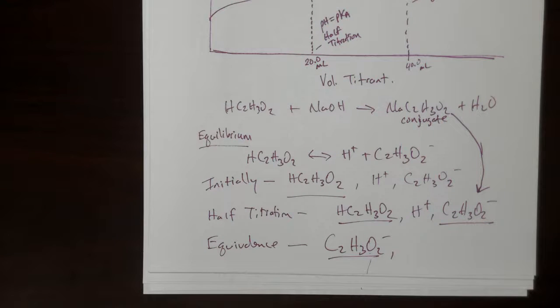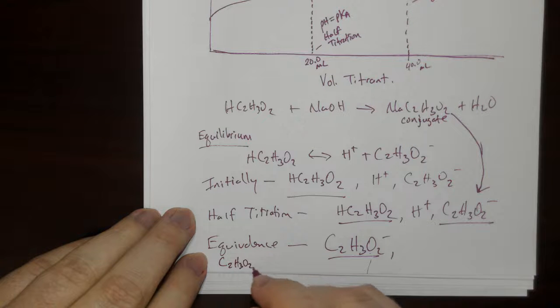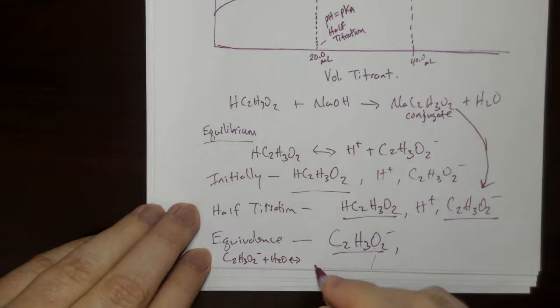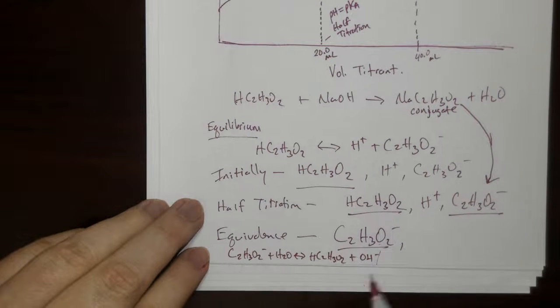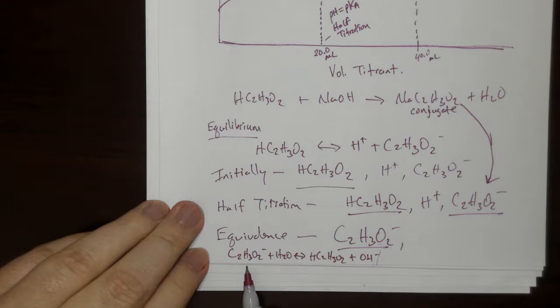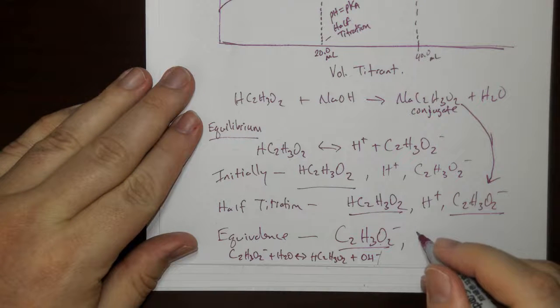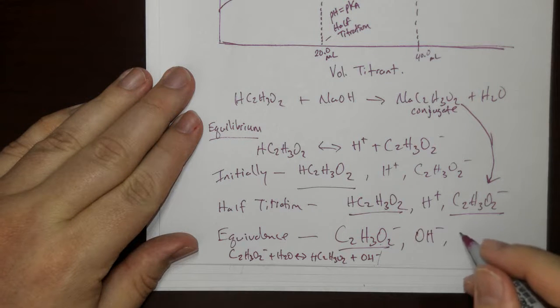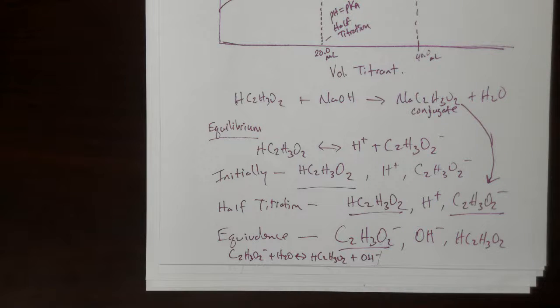and it has its own hydrolysis reaction. I should have saved some more room for it, but I'll squeeze it in here. It's going to react with water. This is also in equilibrium. It's going to remake the acetic acid and give you hydroxide. So we're going to have a lot of this, and because it's a weak base, it's not going to do this to a large extent, but you will have some hydroxide, and you will have some HC2H3O2 from the hydrolysis reaction of the conjugate base.